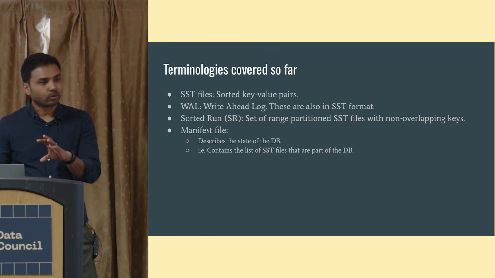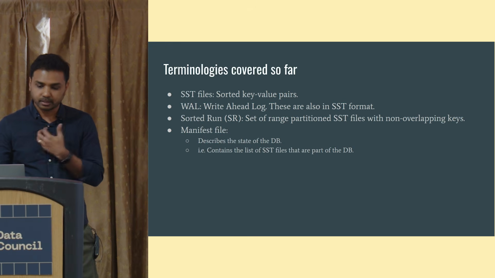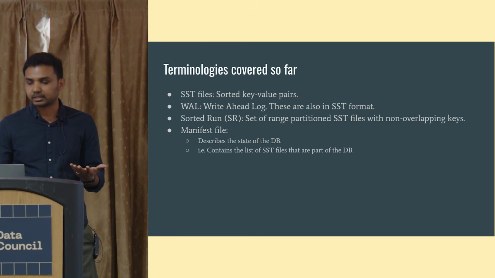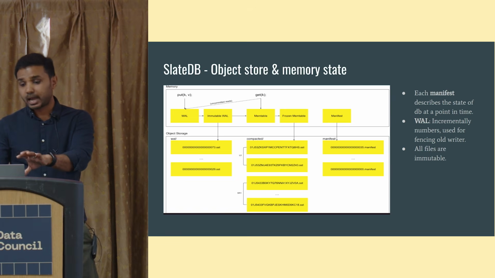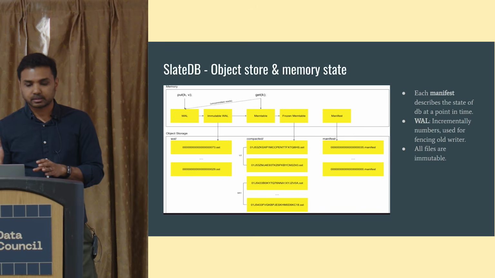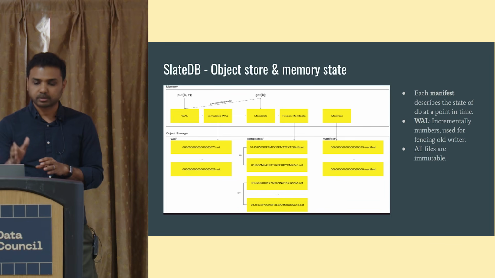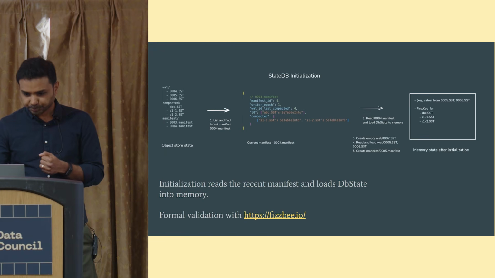So what we have covered so far is there is an SST file, there is a sorted run, and there is a manifest file. The manifest file describes the state of the database, which is the list of SST files that are part of the database at any point in time. So we are looking at the same picture again. In the object store, you see there are 3 kinds of files: write-ahead logs, compacted, and manifest. Compacted is created by the compactor component. Manifest files are updated every time there is a change to the database.